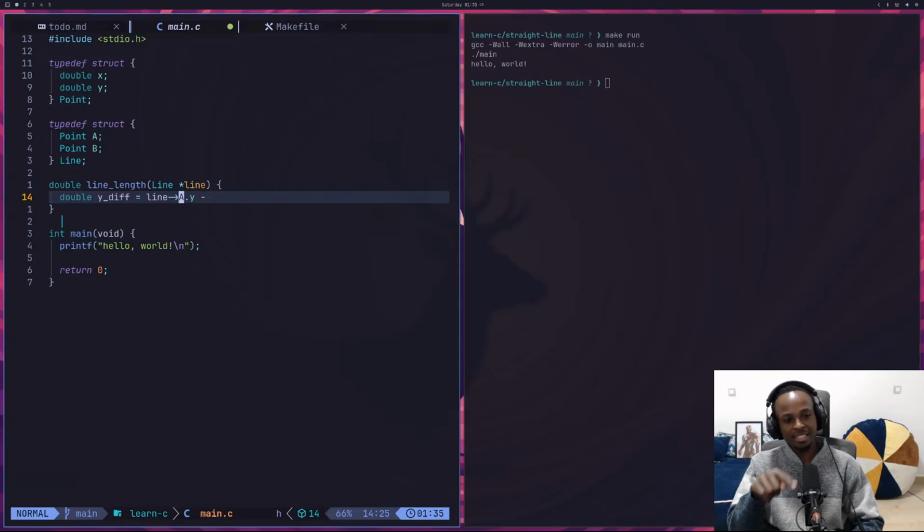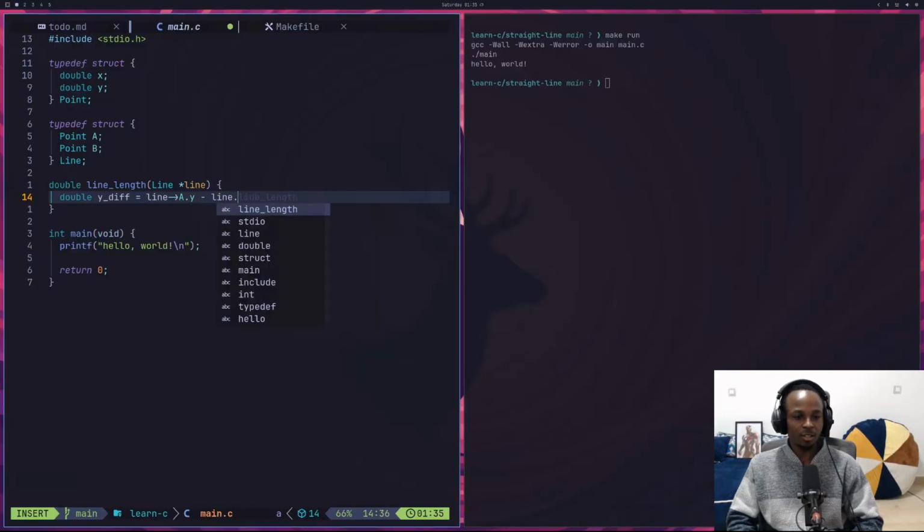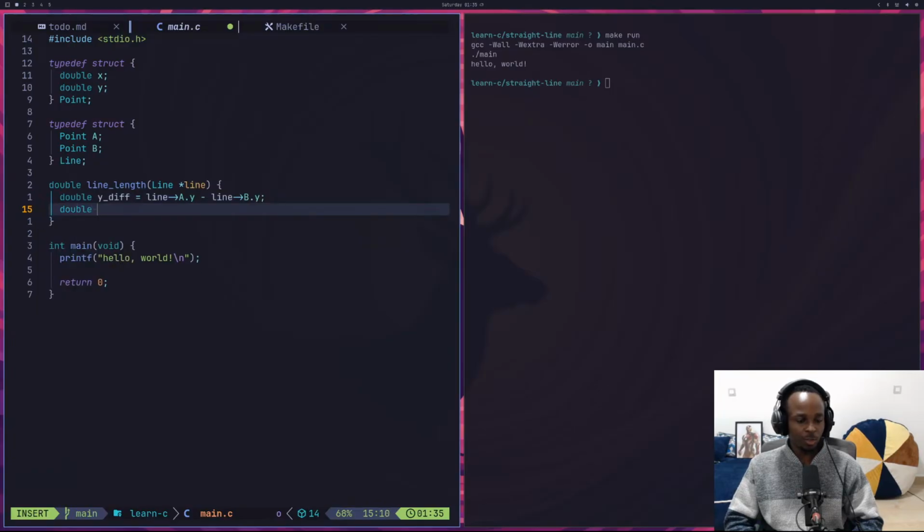So a point has a y coordinate. And then we're going to do line, the arrow, and then we access point B, then we access the y value of point B. Then we do the same for the x difference. So we're going to say line, we are going to access point A, the value of x, minus line, we're going to access point B and then dot x. So now we have the y difference and we have the x difference.